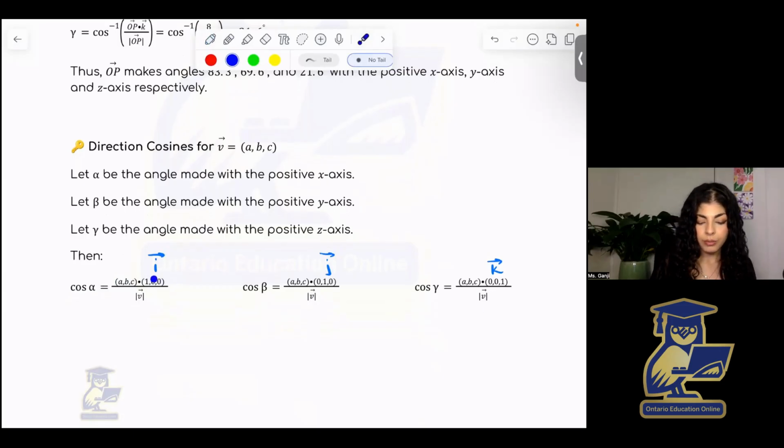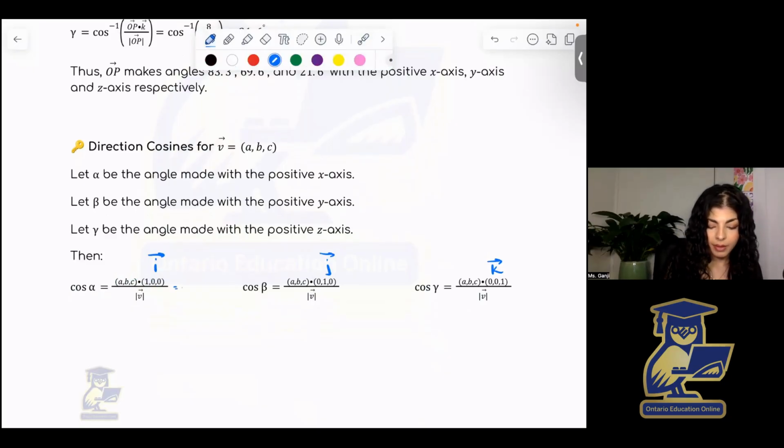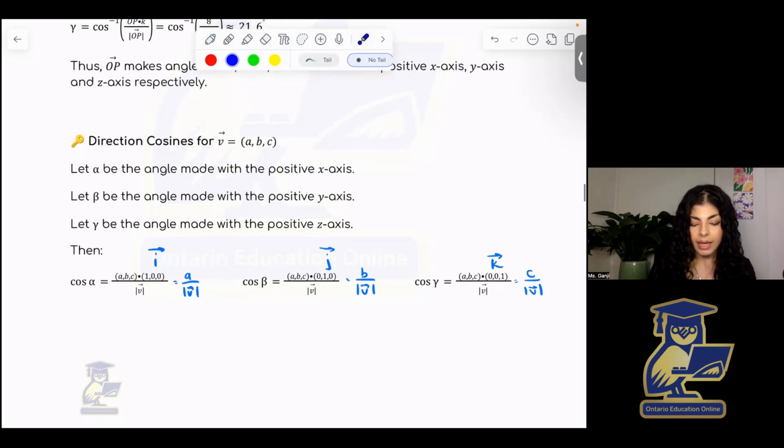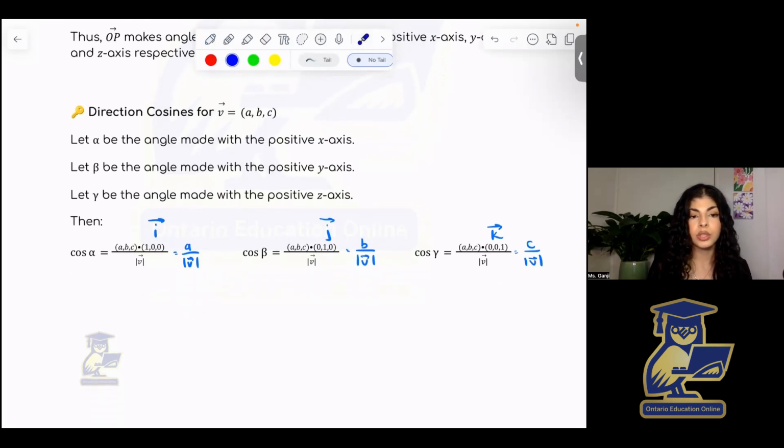And so, again, remember, this one will just give you a over magnitude of v. This one will give you b over the magnitude of v. And this one will be c over the magnitude of v, if we just want a more simplified and general answer, we can also use these. And so to find the angles, all you would have to do is just find the cosine inverse of, for example, a over magnitude of v.